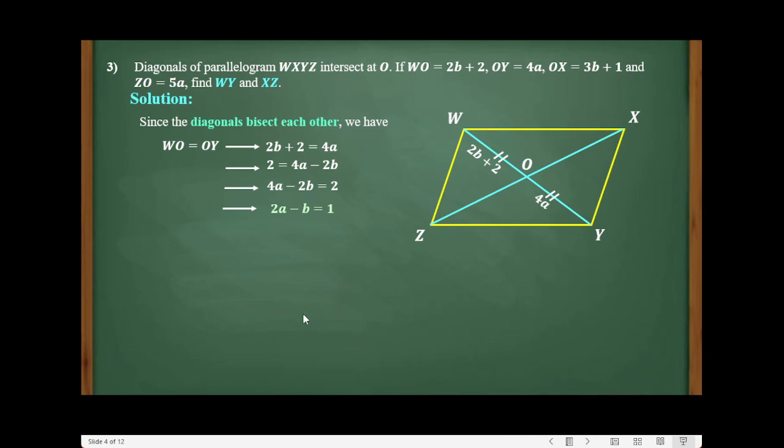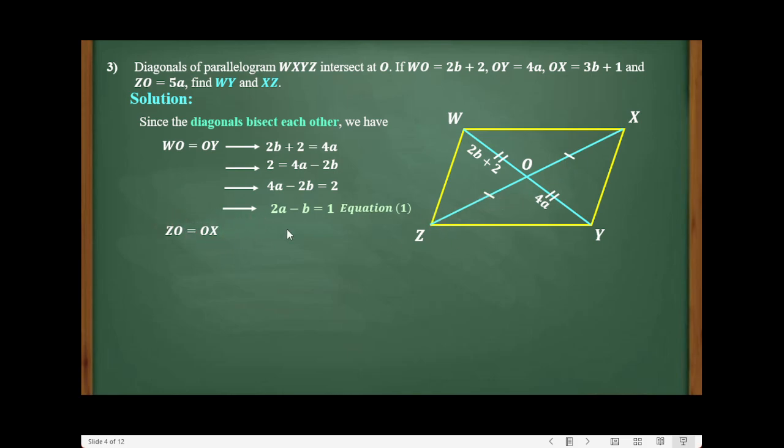Next, since 2 is common to each of the terms on both sides of the equation, it will now be reduced to 2A minus B equals 1. Then let us label this as equation 1. Then we form another equation which is taken from the other diagonal, ZX or XZ. Since O is also the midpoint of this segment, we can therefore say that ZO is equal to OX.